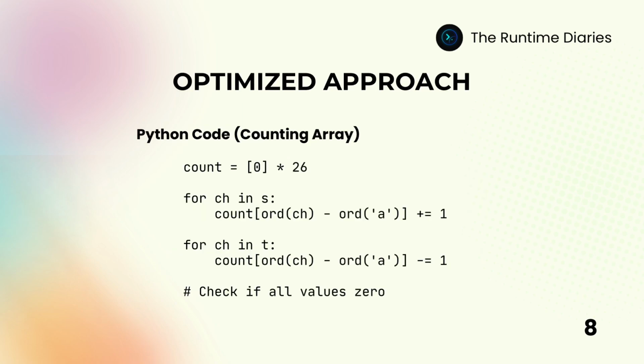The fastest and cleanest way to solve this problem uses a 26 length counting array because the problem uses lowercase English letters. We can map each character to an index using ord of our character minus ord of the character 'a'. Then loop once over S and increment counts. Loop once over T and decrement counts. At the end, if the array is all zeros, we know the strings match perfectly. It's compact, fast, and uses constant space.